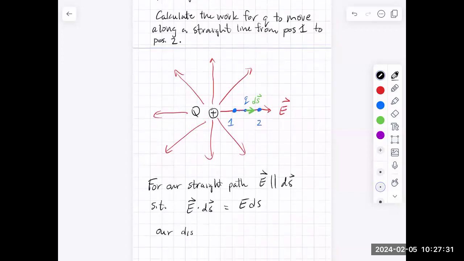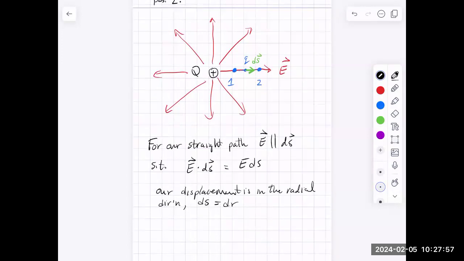Our displacement is in the radial direction. So we can write ds is equal to dr, right? It's a change in the distance from capital Q, which is just the radial distance from capital Q. All right, yep, go ahead.